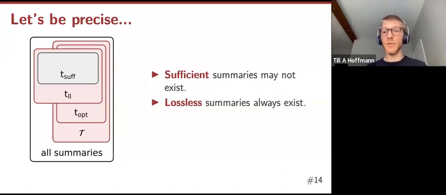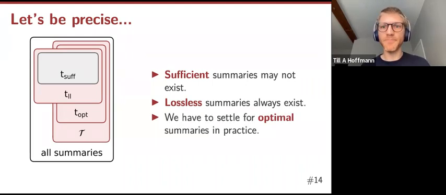Lossless summaries always exist because we could pick the identity function, because under the lossless assumption, we're saying the sample size is fixed. But it may not be within the class of summaries that we're considering. So in practice, we really do need to settle for optimal summaries. And that is typically what most existing methods do. We're trying to optimize some criterion.